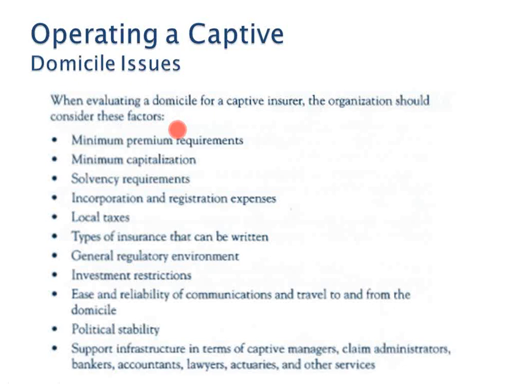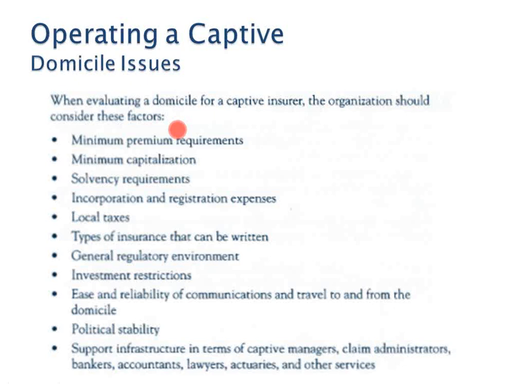This kind of goes to the issue of going to the Cayman Islands or Bermuda. How easy is it to get there? How easy is it from a communication standpoint? Political stability, again, with foreign countries, you have some stability issues potentially based on where they're located, especially if you have a change in government where they can say we're going to take control of the banks. That can be an issue.